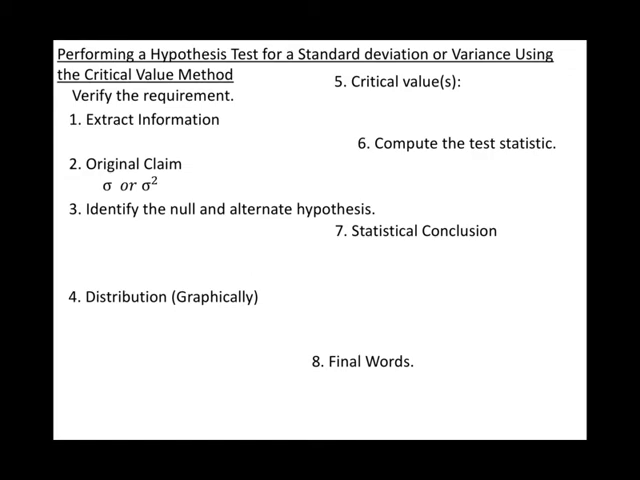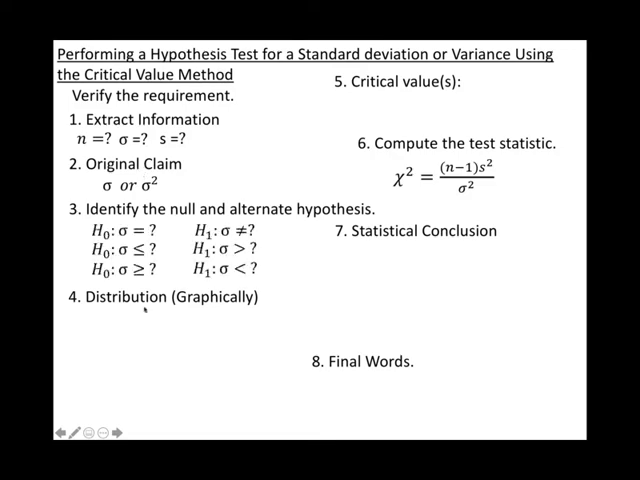So same idea, figure out your original claim statement, write down the test statistic formula, and then figure out the sample size n, population standard deviation, and sample standard deviation. Based on your original claim, find out the null and alternate hypothesis. And make sure you know if this is a not equal to, there'll be a two-tailed test; strictly greater than, right tail; strictly less than, left tail.